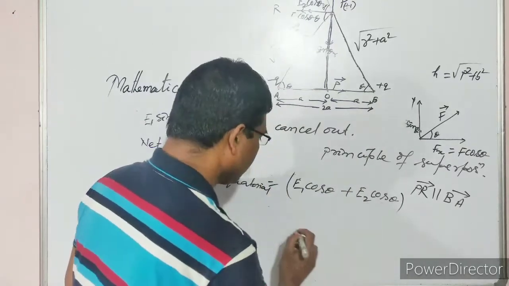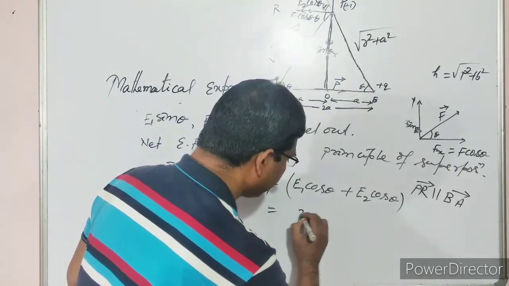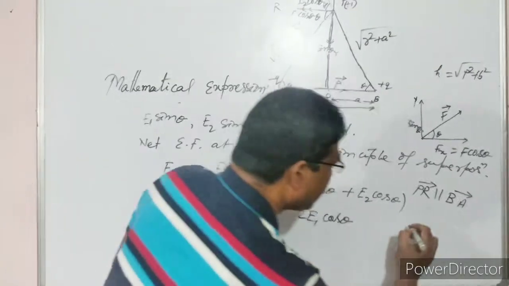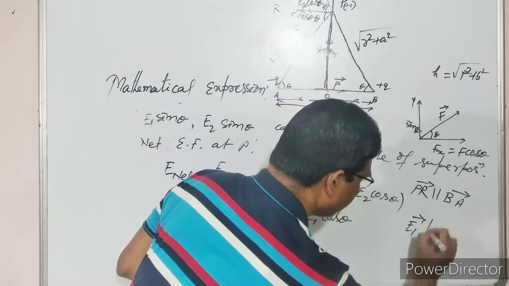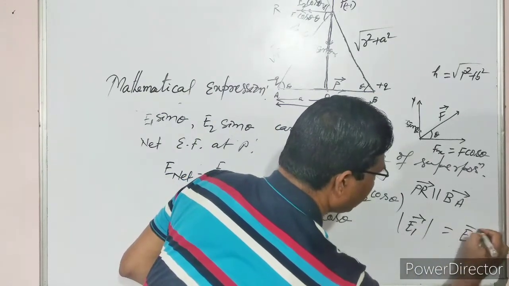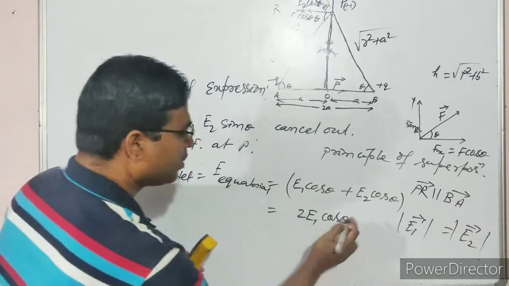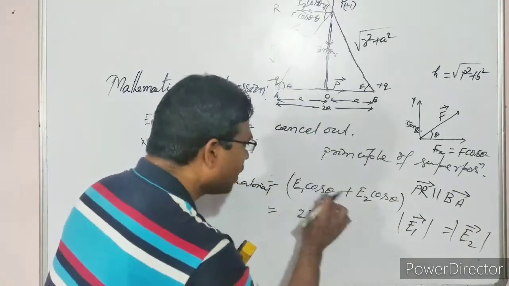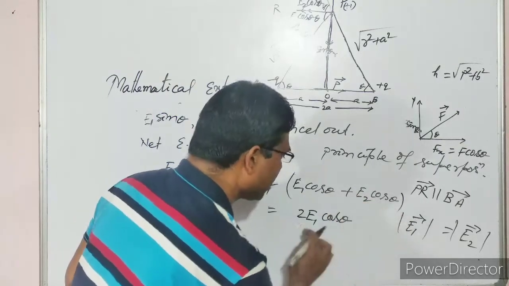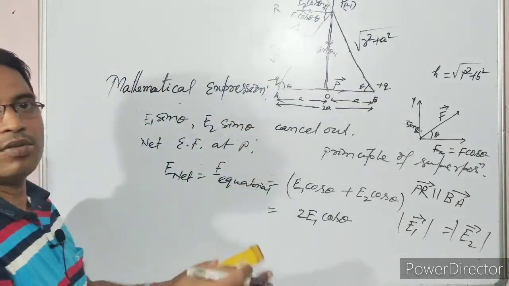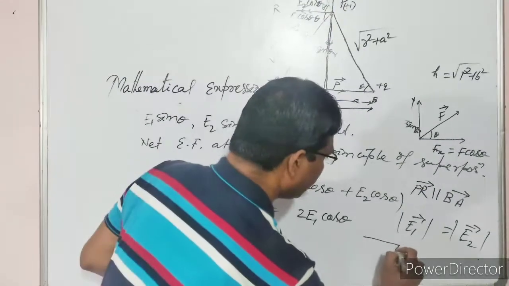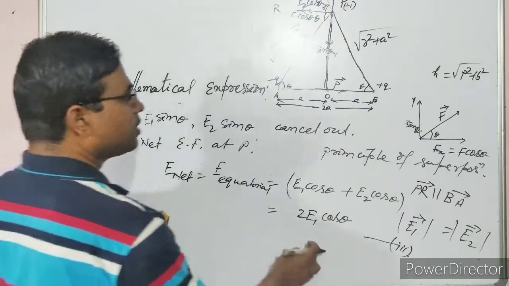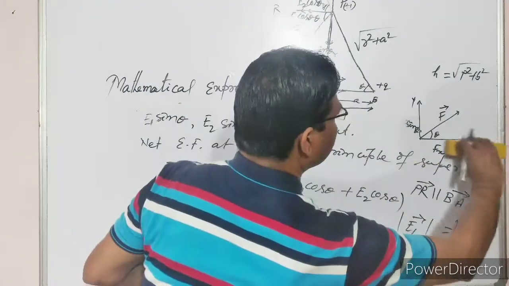Then come to the point: E1 cos theta plus E2 cos theta. As you know, can you write it as 2 E1 cos theta? Yes or no? Yes, because the magnitude of E1 is equal to the magnitude of E2, which we have already proved. So it becomes E1 cos theta plus E1 cos theta, which is 2 E1 cos theta, or E2 cos theta plus E2 cos theta, which is 2 E2 cos theta. Either you take E1 or E2. This is equation 3. Clear? Can I erase? Okay, I am erasing this portion.